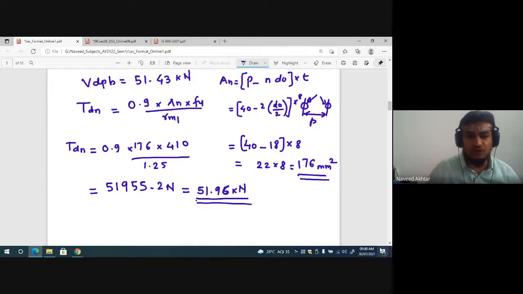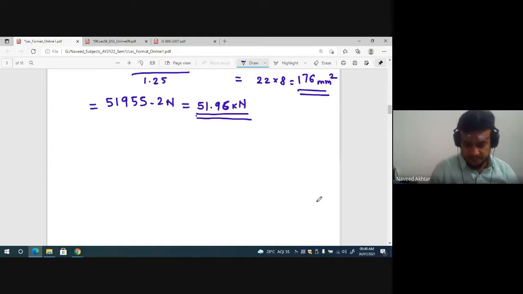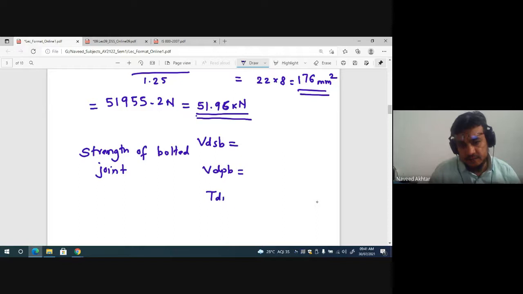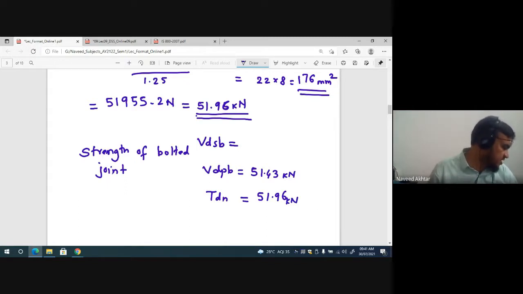So now we know the value of VDPB, VDSB and TDN. So we can judge the strength of the joint. The strength of a bolted joint is the minimum of VDPB, VDSB and TDN. So the strength of the bolted joint is the minimum of VDSB, VDPB and TDN. TDN we have is 51.96, VDPB that we got was 51.43 kilonewton. All values are in kilonewton, we have converted. And VDSB that we got was 57.94, I think so.